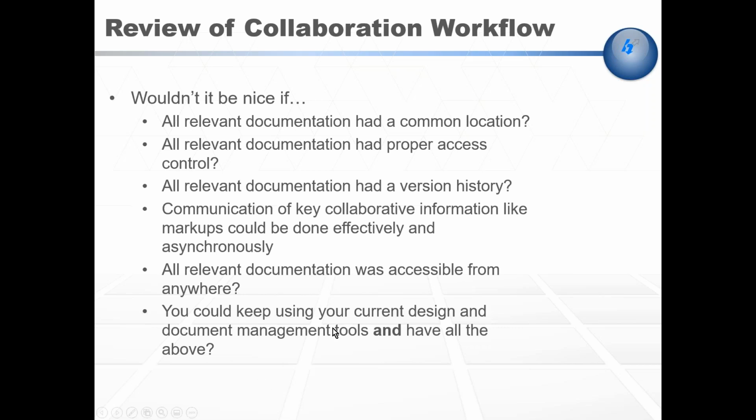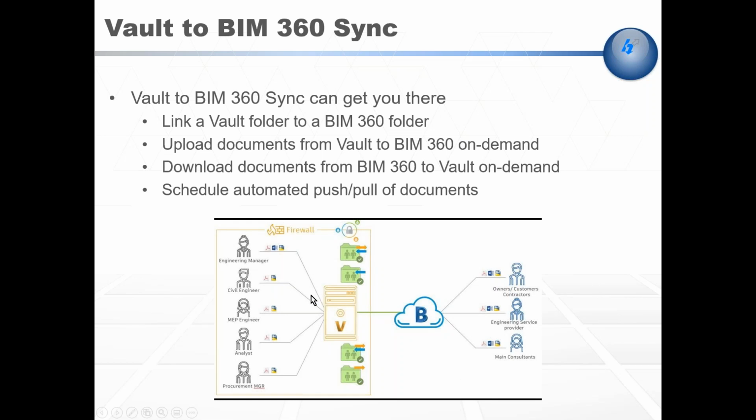The key, though, is making it easy for you to take your existing workflows, your existing procedures, and just integrate BIM 360 with all of that. And again, that's where the Vault Sync comes in. You can link a folder in Vault to a folder in BIM 360. That simple action makes it super simple to push a file up to the cloud and pull files from the cloud. That way you keep local control over the documents. You keep your own local copy, just to be safe, but then make it very easy to share.